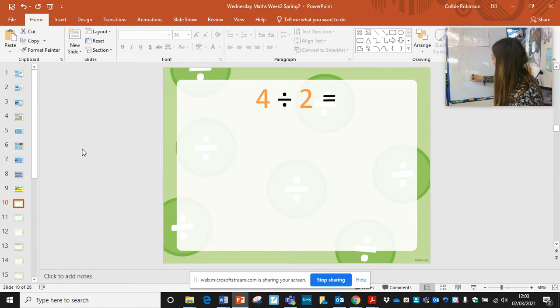Try to do my best so you can see. So there we go. I've got my 2 circles, because that is my group I'm sharing between. I need to share 4 between these 2 groups.